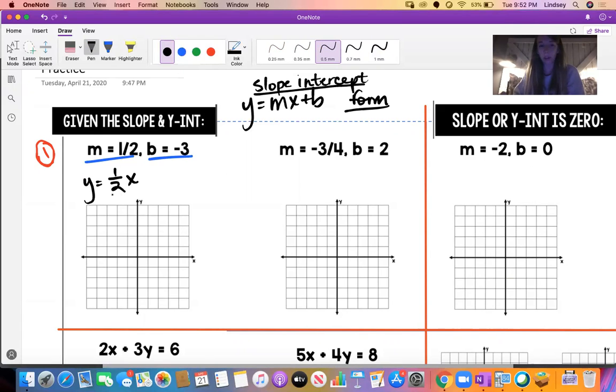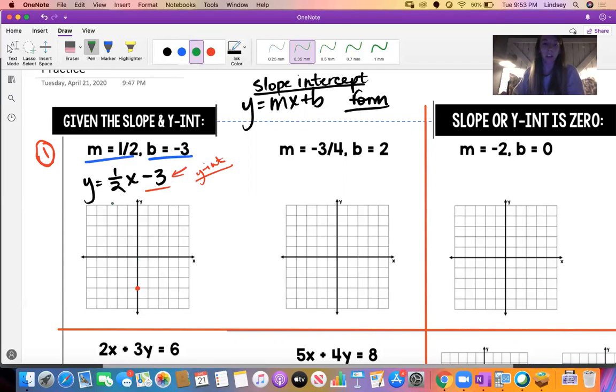We know the slope is always the number that's paired with our x, and then we have our y-intercept that stands on its own. Okay, so we know that we always graph the y-intercept first because that gives us a starting point. This line that we're about to draw is going to be crossing through my y-axis, because that is my y-intercept. It's going to be crossing through my y-axis at -3. So I'm going to go ahead and graph that point right there.